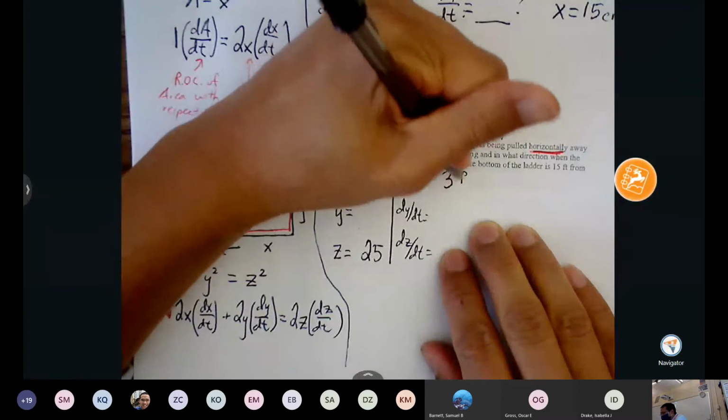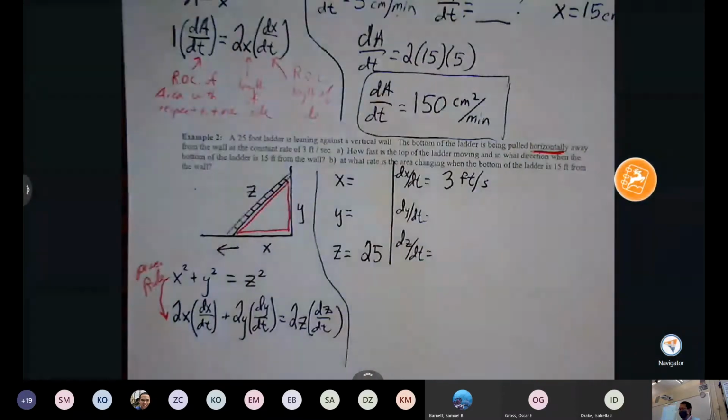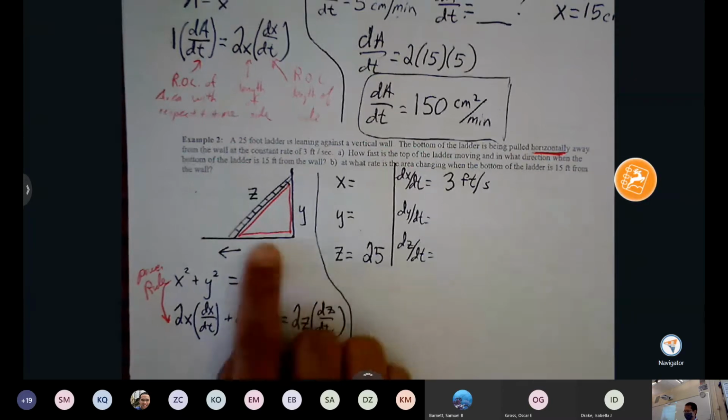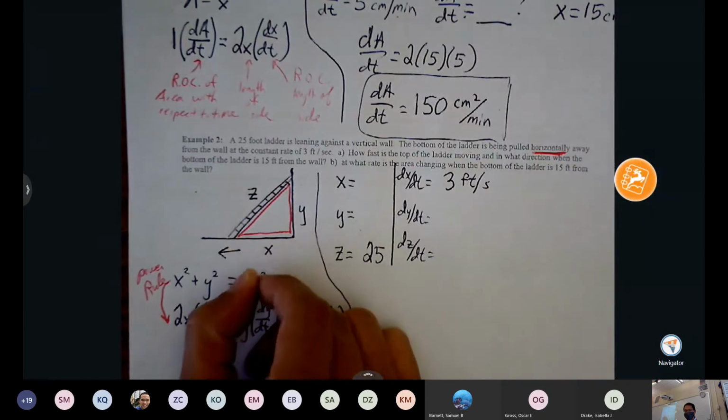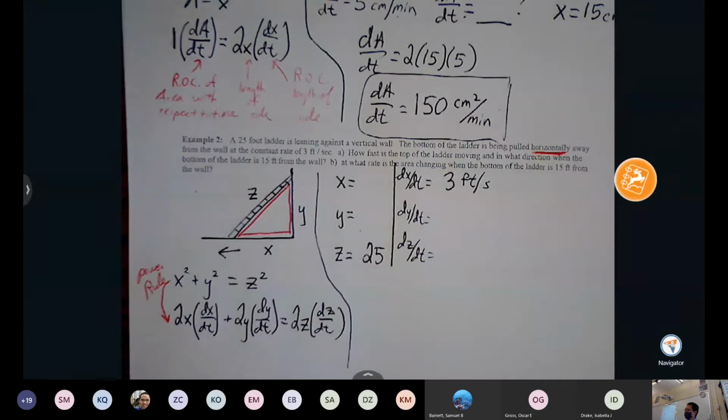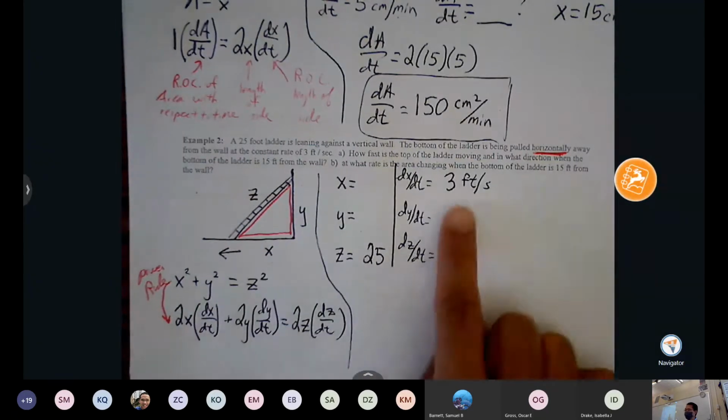Now the other decision we have to make is every time we write down a rate, we have to decide, do we keep it positive or do we need to make it negative? So what do you guys think? So let's think about that x there. What's happening to this length here? Is this length growing? Is it getting longer or is it getting smaller? It's growing, right? So if you can imagine a length getting larger over time, you want that rate to be positive.